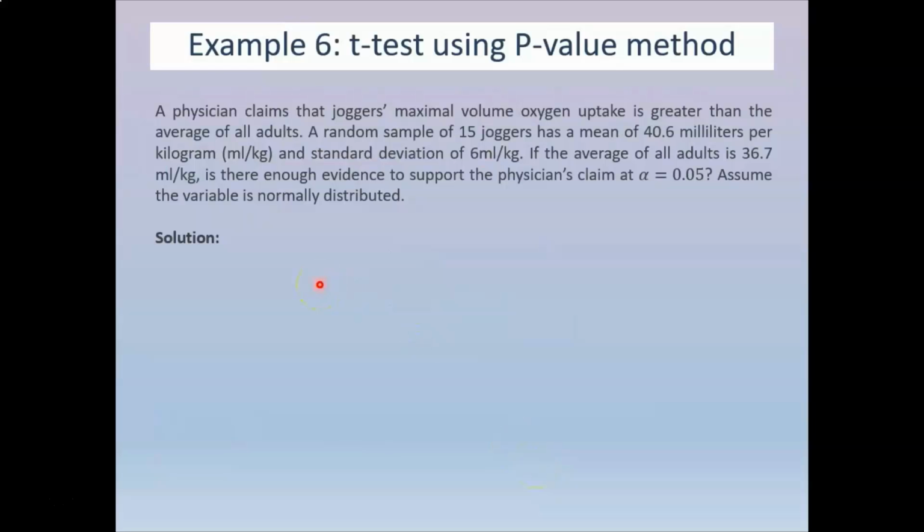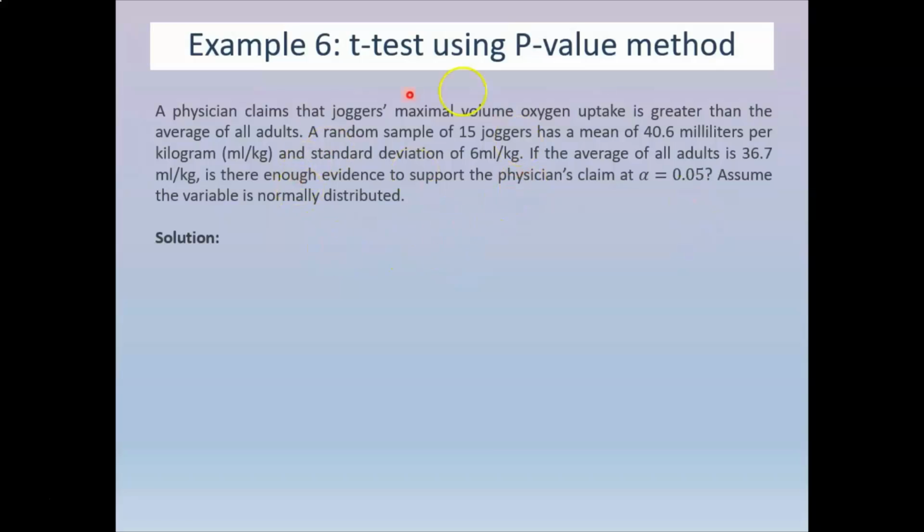Example 6. T-test using p-value method. A physician claims that the jogger's maximal volume oxygen uptake is greater than the average of all adults. A random sample of 15 joggers has a mean of 40.6 milliliters per kilogram and a standard deviation of 6 milliliters per kilogram. If the average of all adults is 36.7 milliliters per kilogram, is there enough evidence to support the physician's claim at alpha equals 0.05?